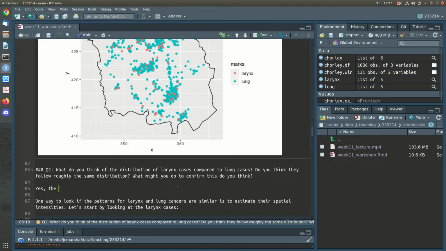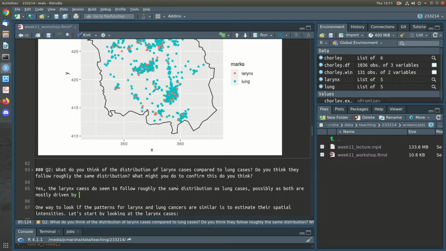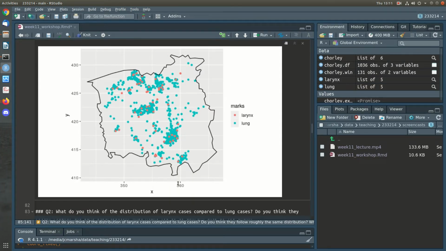Yes, the larynx cases do seem to follow roughly the same distribution as lung cases. Possibly as both are mostly driven by where people are. What might you do to confirm this, do you think? What could we do to confirm whether they might be the same or different?